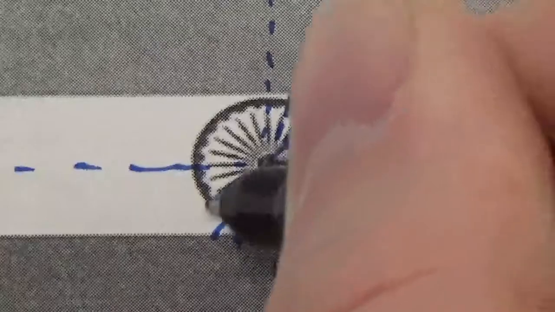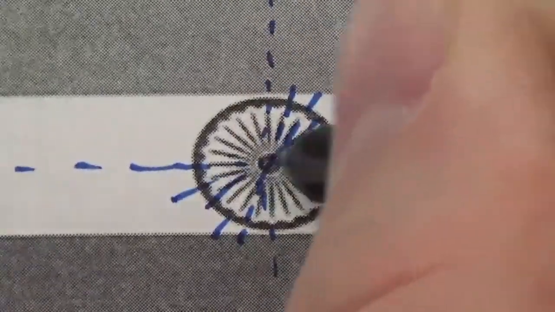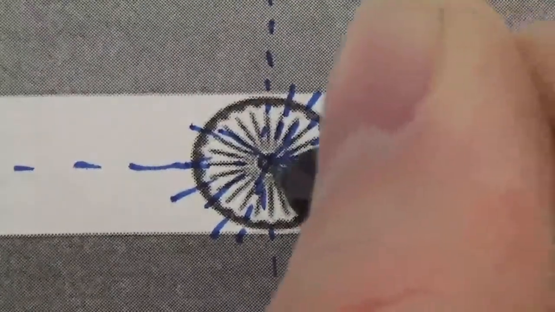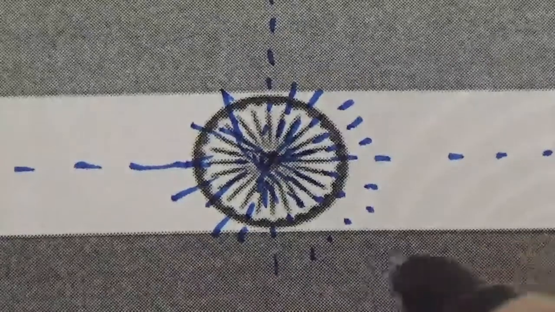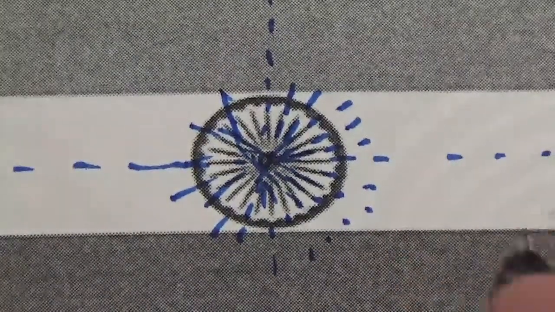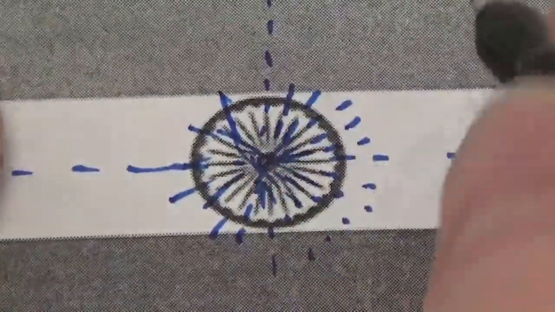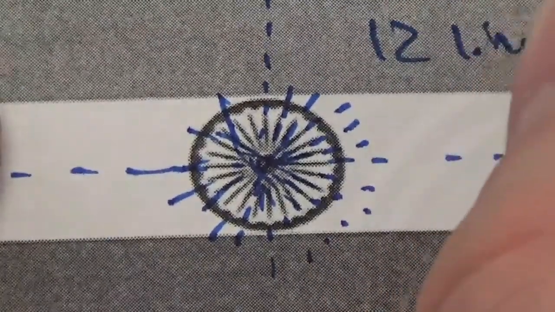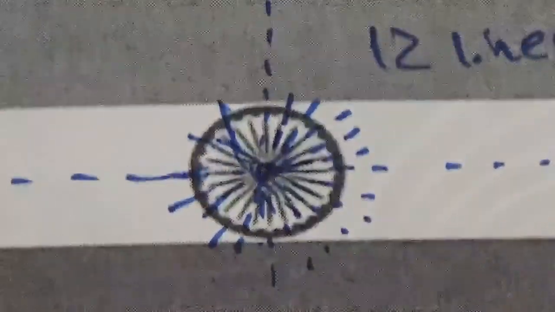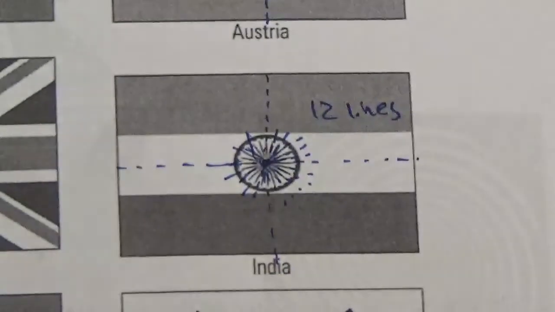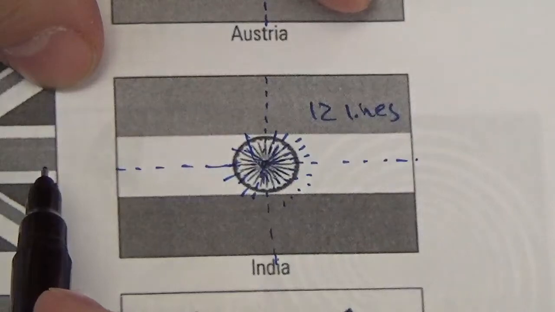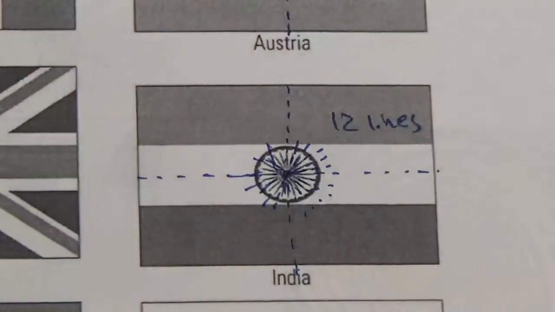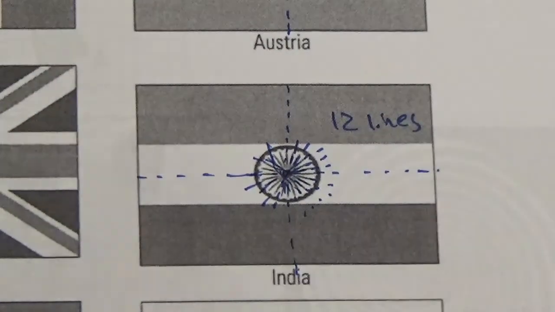3, 4, 5, 6, 7, 8, 9, 10, 11, and then 12 before I bump into my other line here. There are actually, for this central portion, 12 lines of symmetry. But if I zoom back out, because of the overall rectangular shape, there really are only the 2 lines of symmetry. So I like this one. That's an interesting flag to look at.